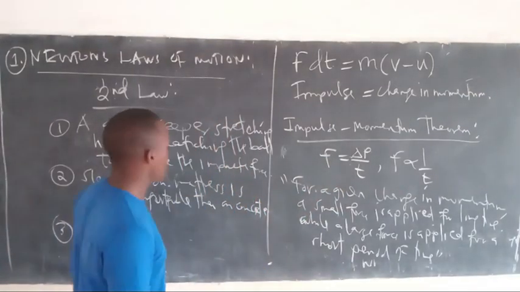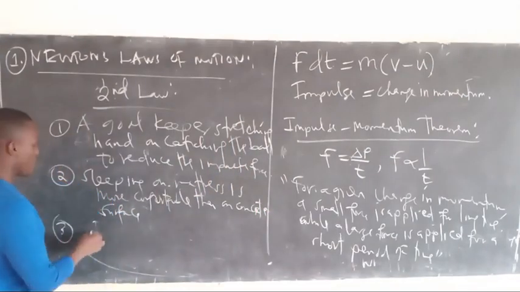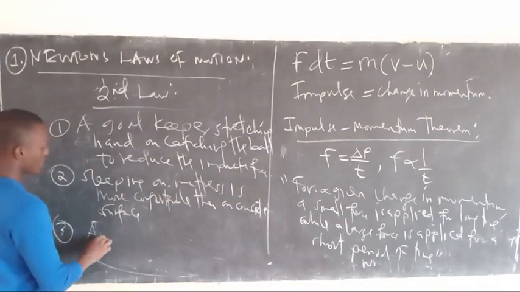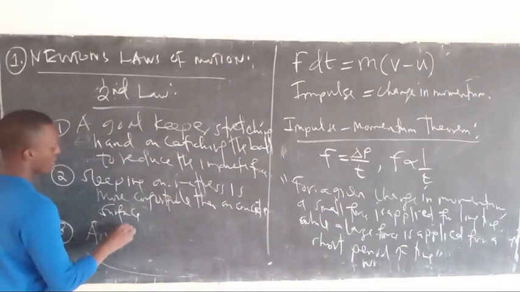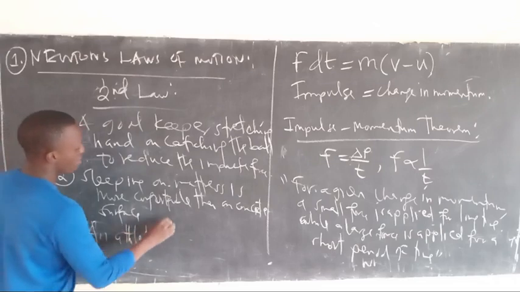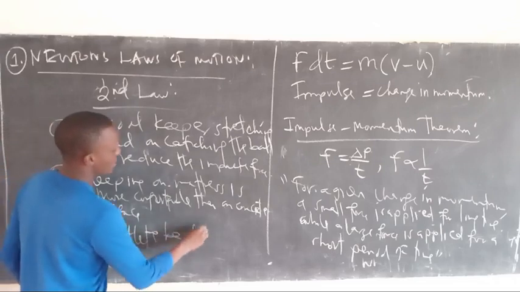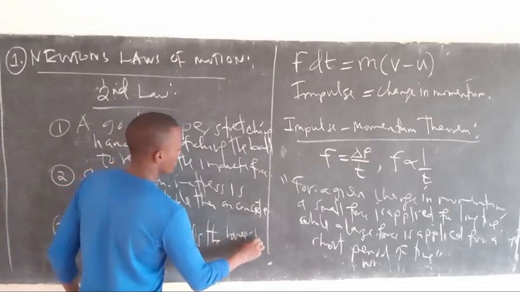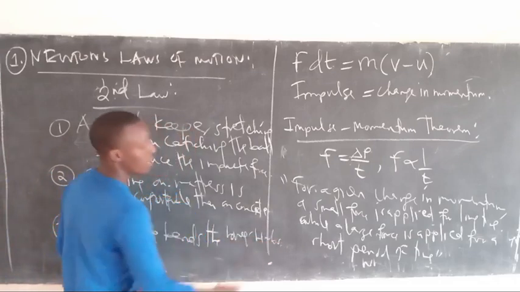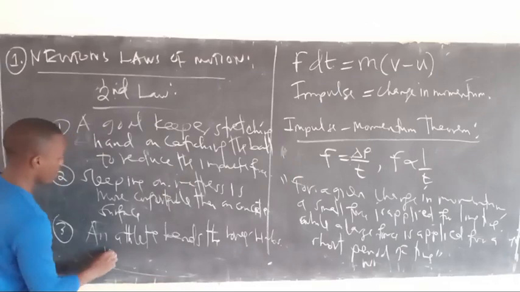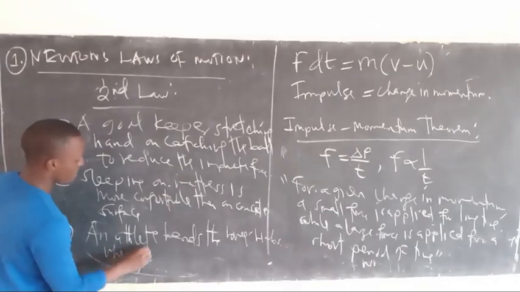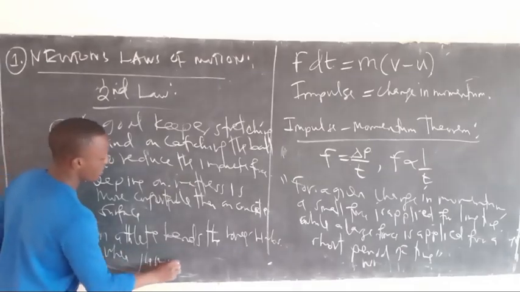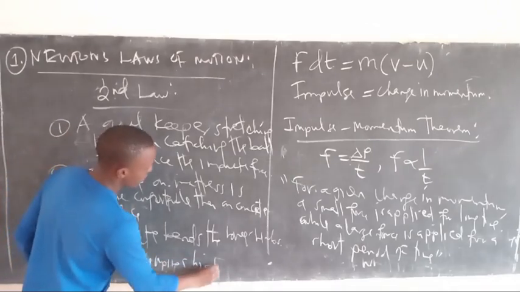So actually, a person bends his legs. An athlete bends the lower limbs when jumping, a high jump.